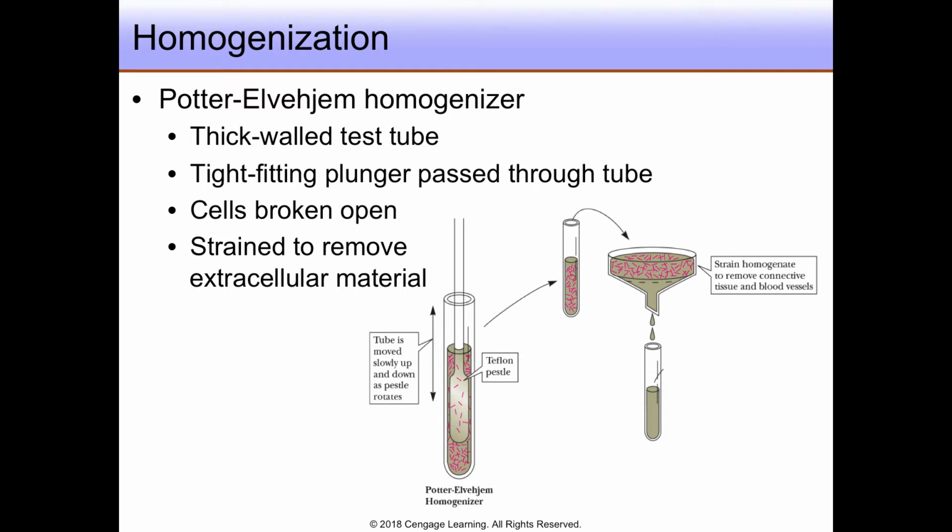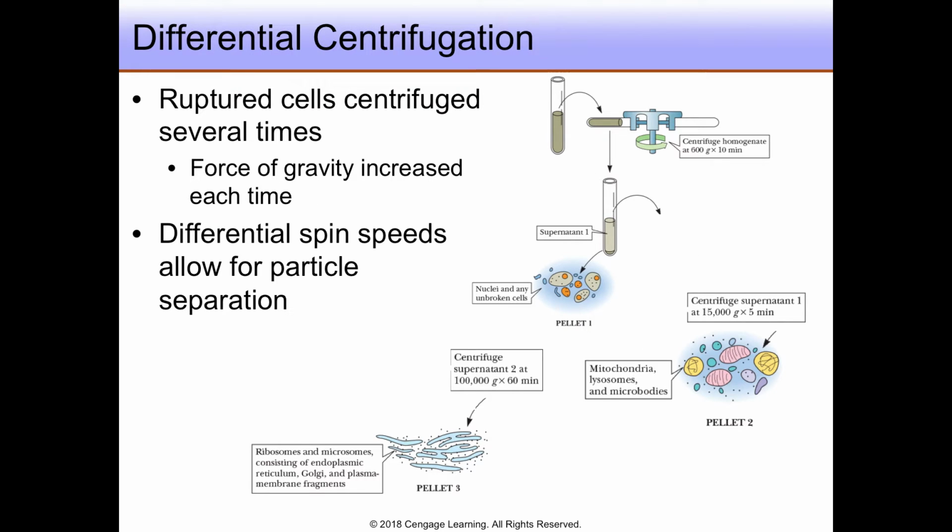This mixture is then strained to remove extraneous tissue and cellular structures. Note that the proteins are fully soluble in the liquid fraction. Ruptured cells can then be subjected to differential centrifugation.